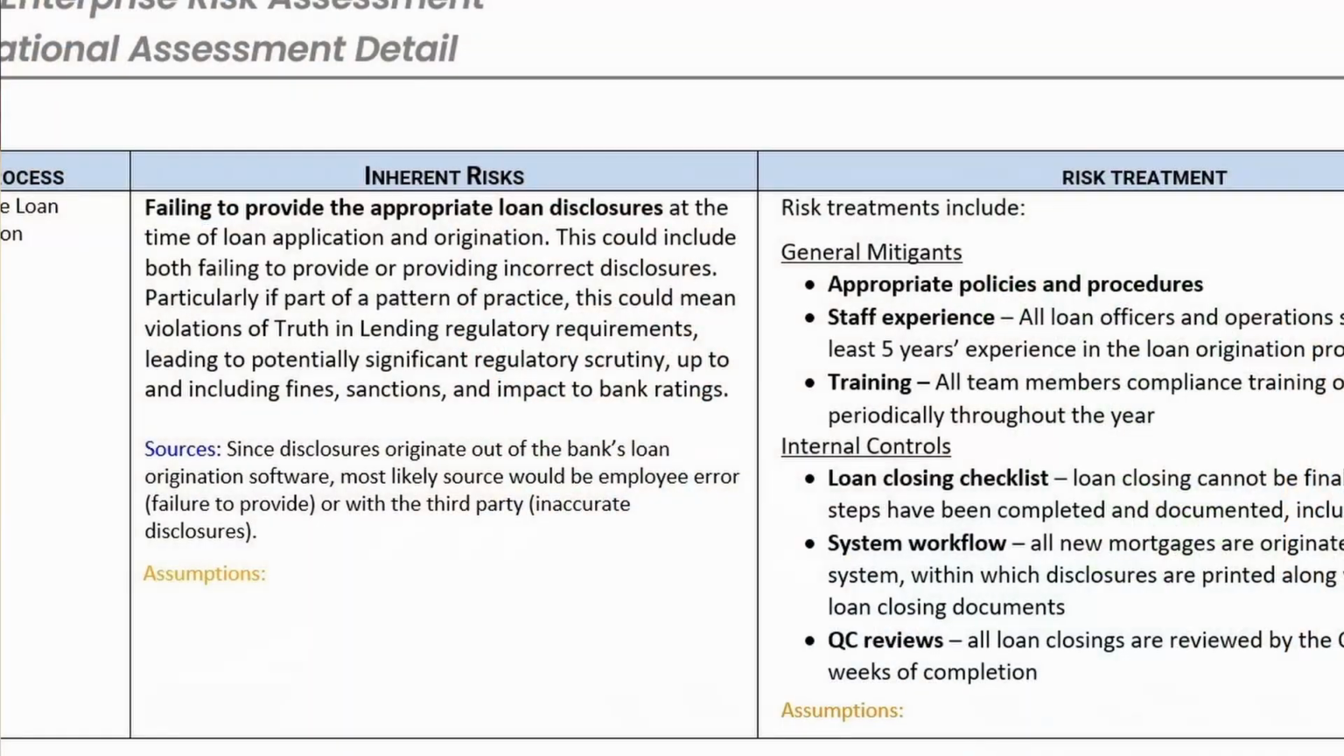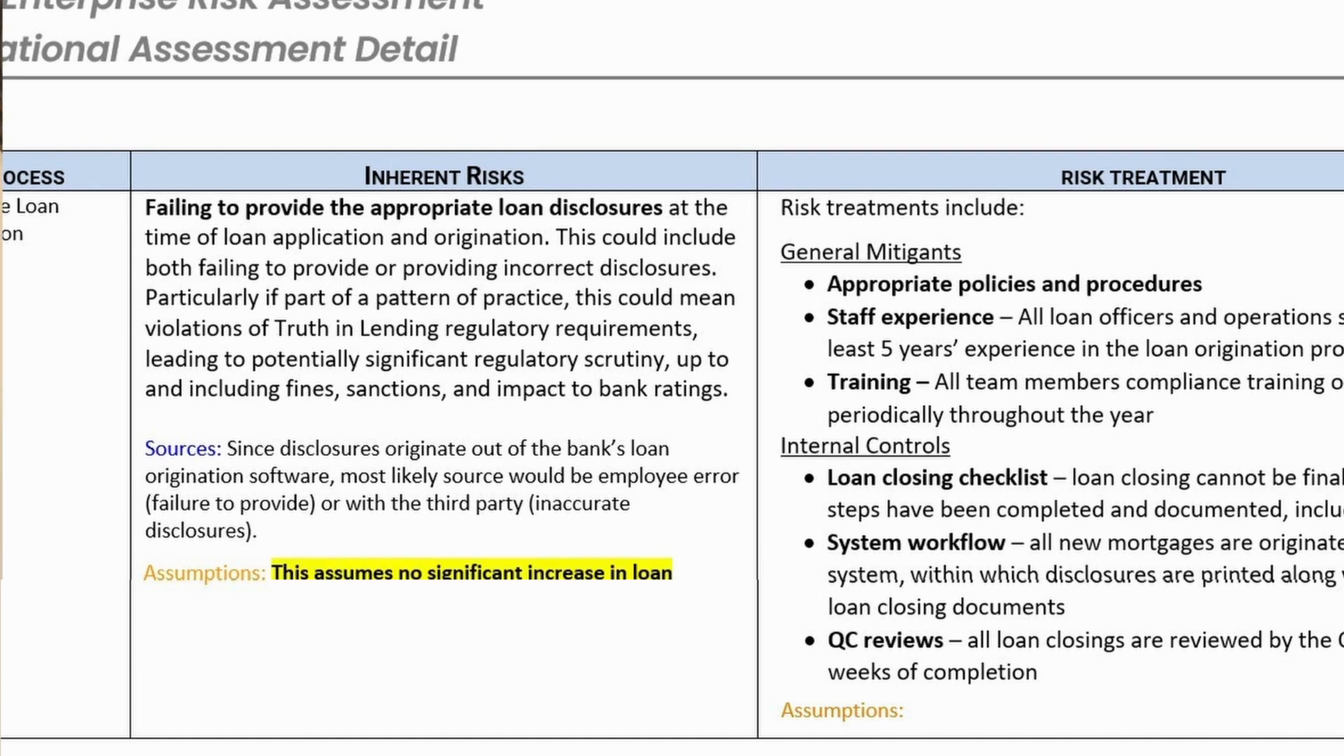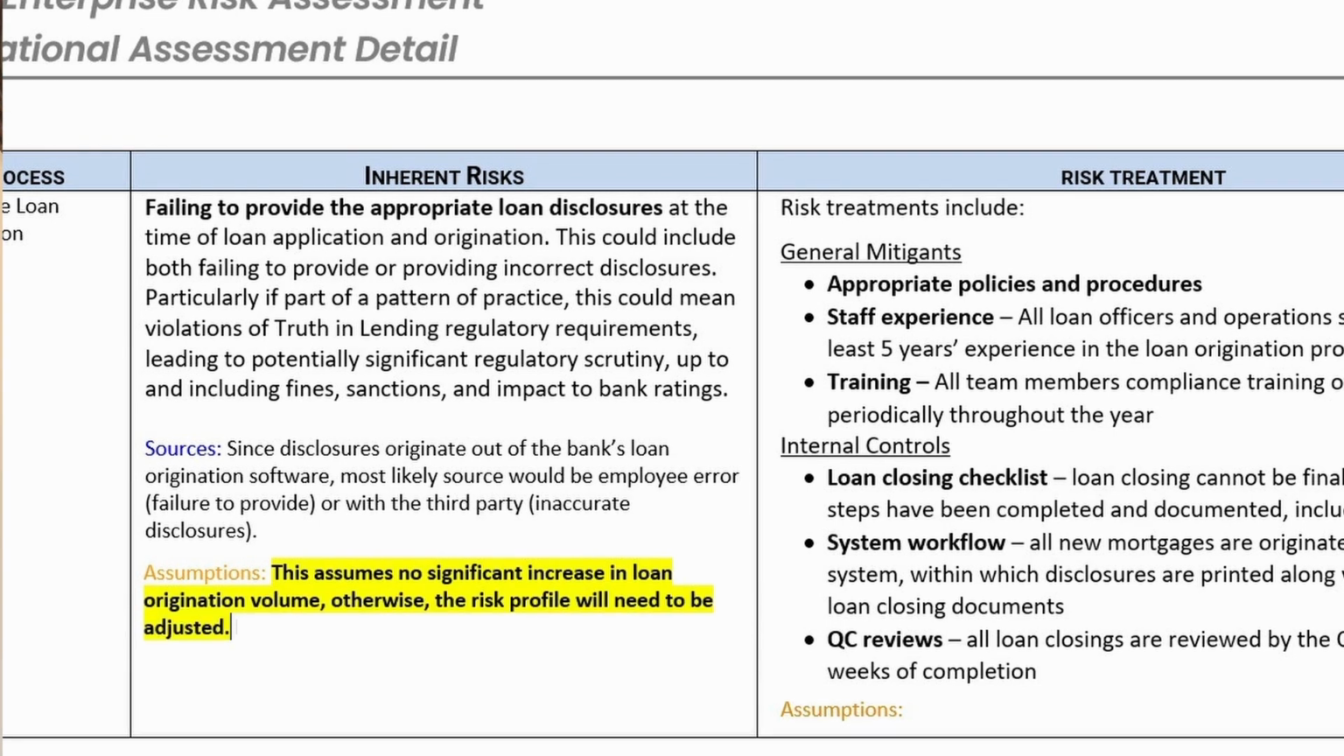In other words, factors that could influence any of these descriptions should something change or prove to be inaccurate. So, for instance, say we're describing a loan origination process. There's been some discussion about a significant increase in production volume or complexity. Therefore, an important assumption becomes that the risk description is accurate, assuming the volume doesn't materially change. And if it does, we need to revisit this analysis.